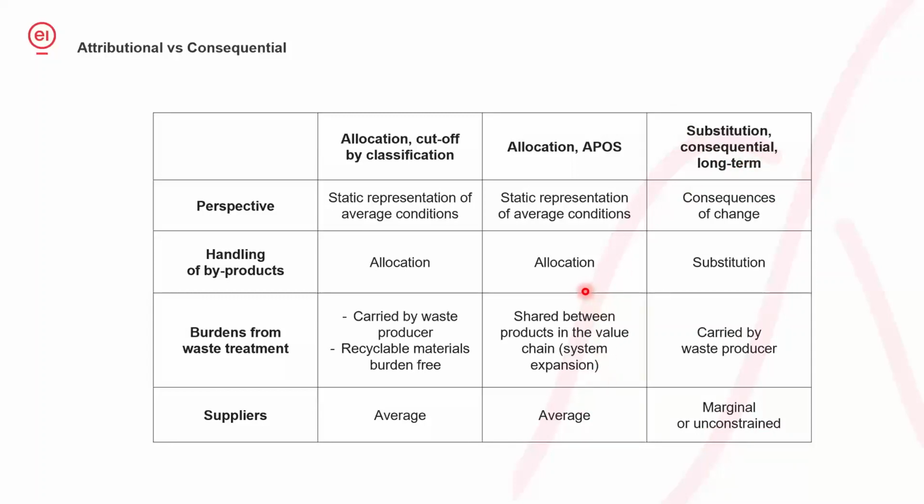Here, just a final remark that I would like to add regarding the burdens of waste treatment. In the allocation APOS system model, since producing valuable products from a waste treatment means that they will get some part of the burden, this system model promotes the production of valuable materials, of materials that can be reused or recyclable at the end of life.